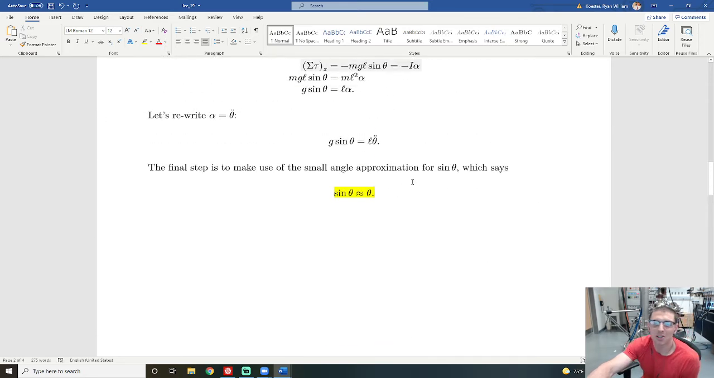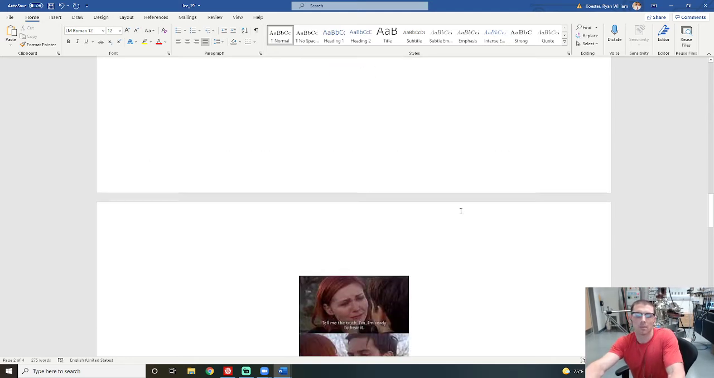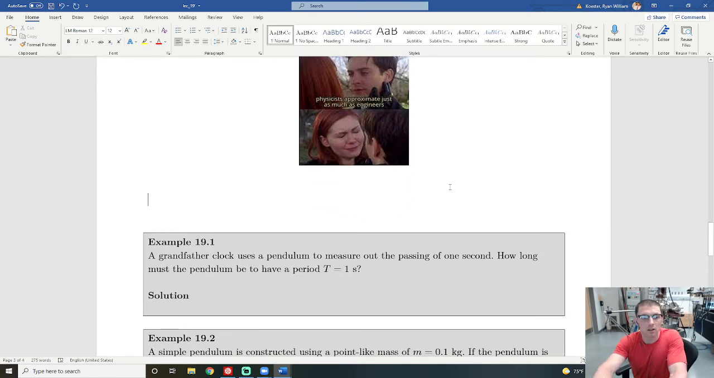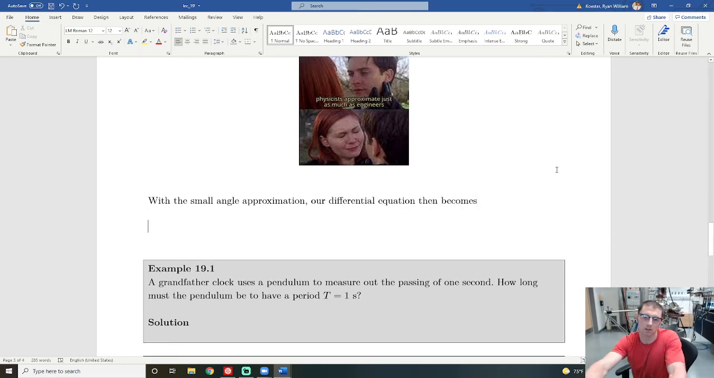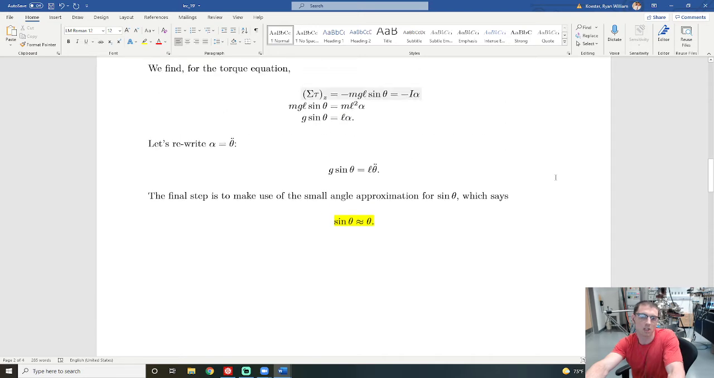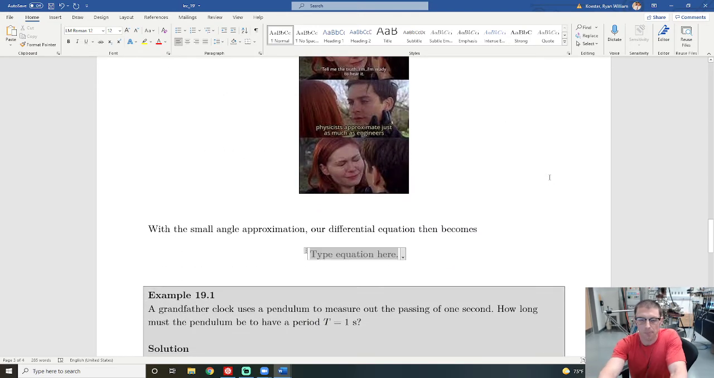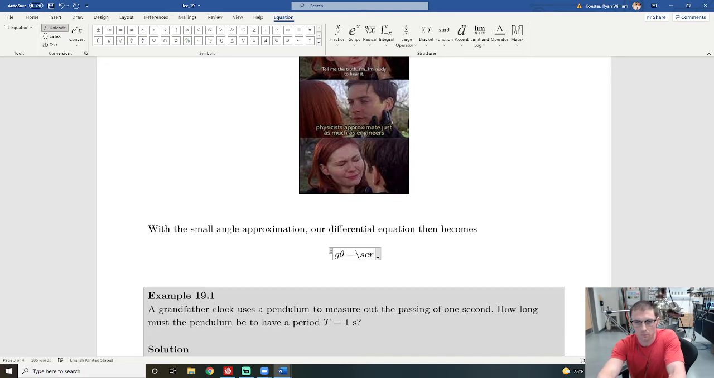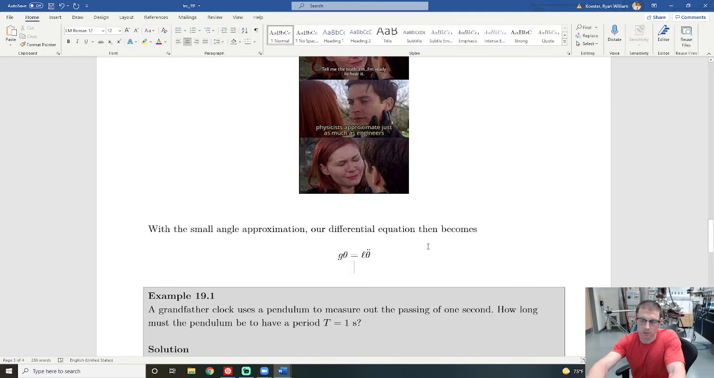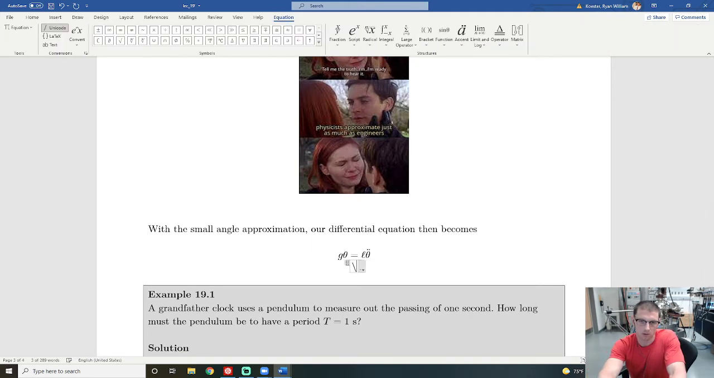Anyway, so let me say then that with the small angle approximation, our differential equation becomes something we can actually solve. It's just g theta equals L theta double dot, right? And then we want to rearrange this and put it in the standard form as well. Let me not skip steps here because that's how I make mistakes.